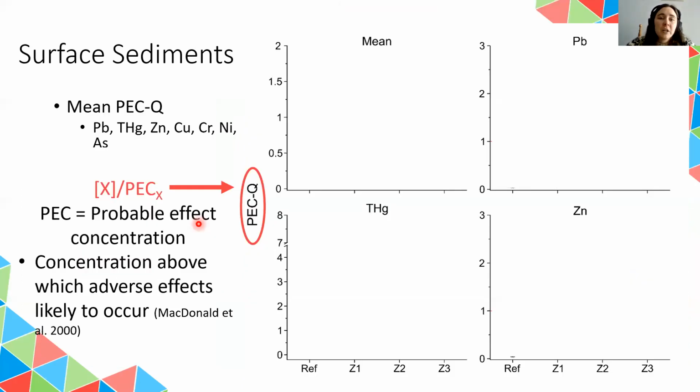Okay, so in terms of the actual concentrations of metals that we found, I'm going to be presenting this as PECQ values. So the PEC is a probable effect concentration. That's just like a sediment quality guideline. It's a concentration above which adverse effects are likely to occur. So for each metal or metalloid, this number is going to be different depending on its toxicity. And then the PECQ is just the concentration in your sediment divided by that guideline. And really what this allows us to do is to make it easy to compare between elements. And so anything with a value over 1 is going to be likely to have adverse effects for sediment dwelling organisms.